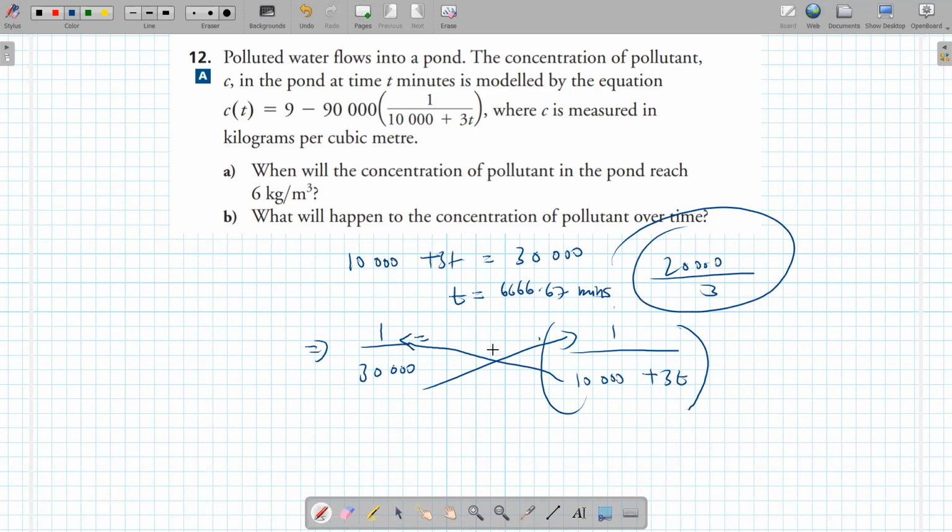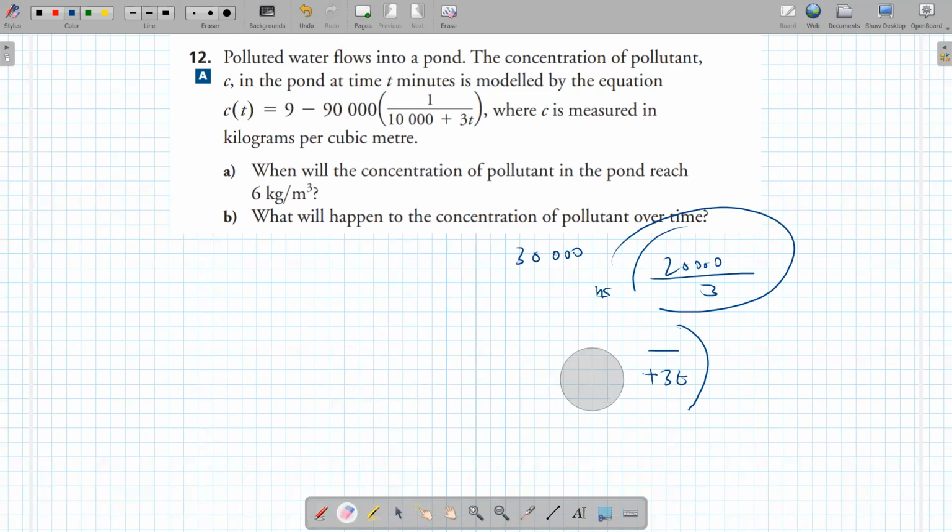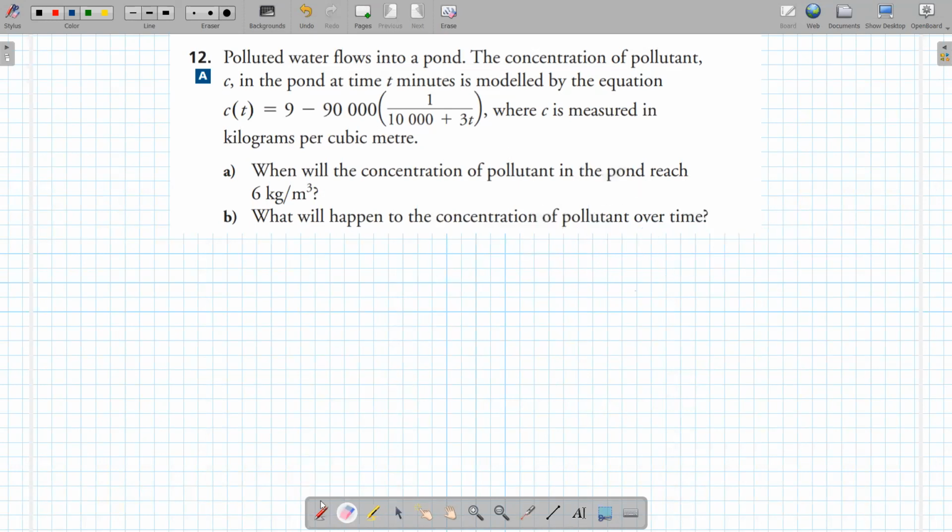Part B is trickier though. It says what will happen to the concentration over time. How do we answer that? We basically need to sketch this, which is going to prove more difficult than it needs to be. All right, how do you go about sketching this? Let's take the common denominator. I want to see what the horizontal asymptote is. Usually that's the answer. Once you find the horizontal asymptote, that's what's happening to the concentration.